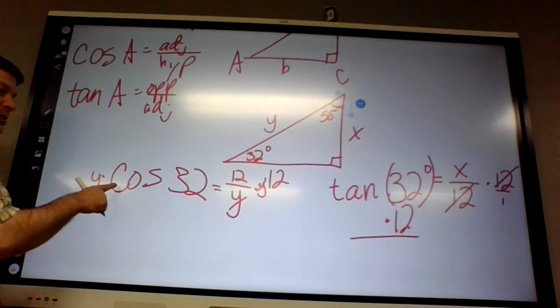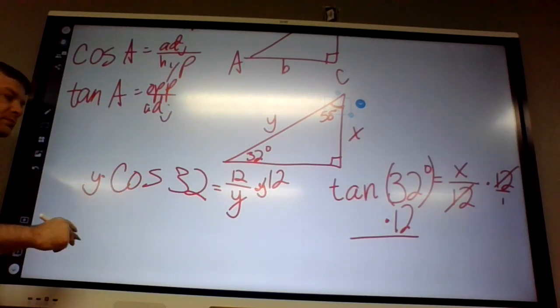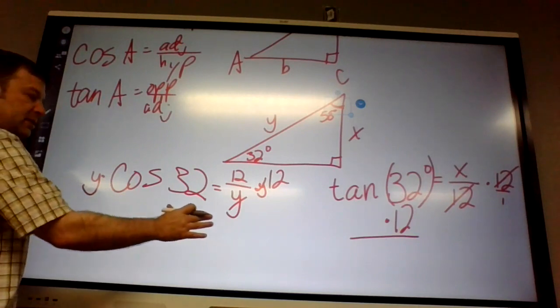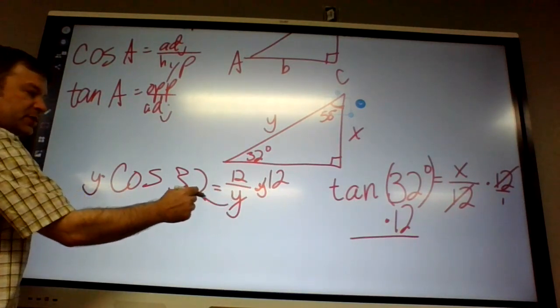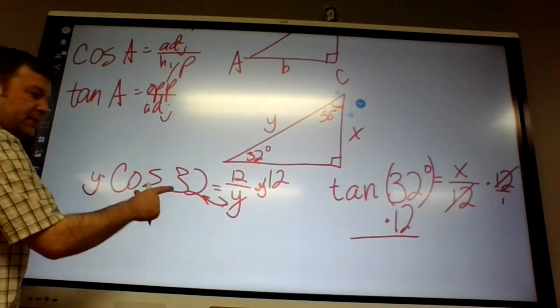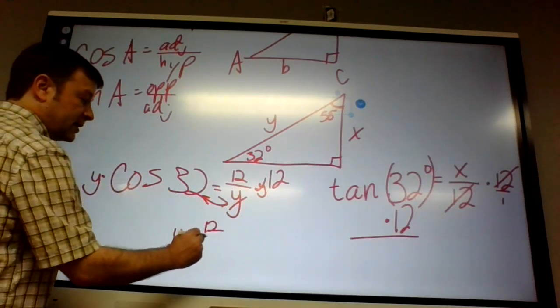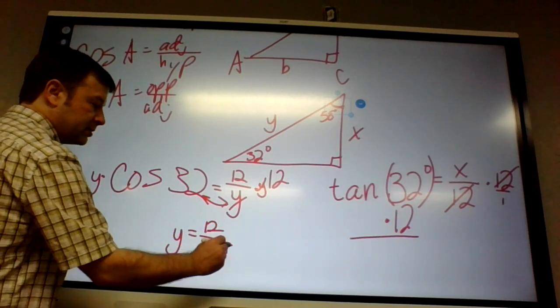And what did we do with the cosine? How do we get rid of a multiplied value? Divide it. So remember, these two kind of just switch places. You divide by cosine 32, it goes down there. So y would equal 12 divided by cosine 32, whatever that is.